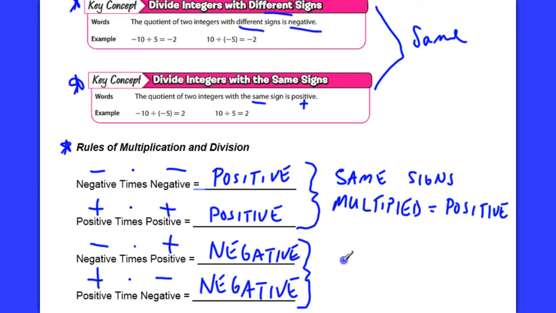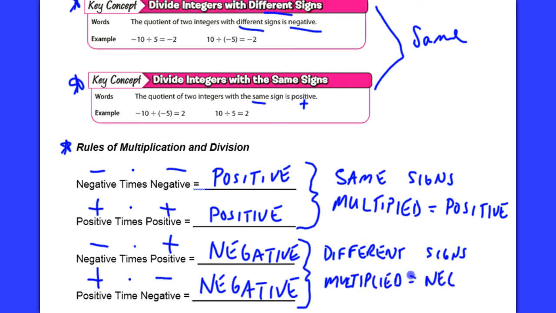Okay, and the last piece down here for this side, a negative times a positive equals a negative, or a positive times a negative. So different signs multiplied, spelled multiplied wrong, M-U-L-T-I-P-L-I-E-D, different signs multiplied equals a negative.